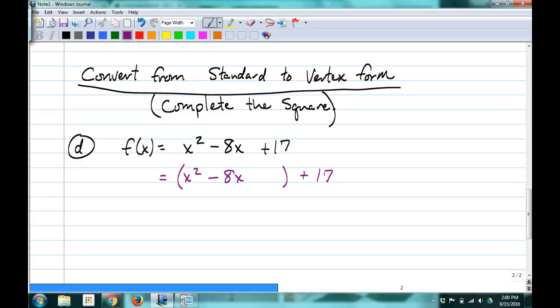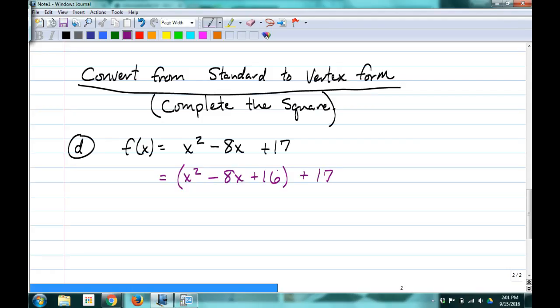It's already starting to look like vertex form because I put parentheses in it. I didn't do anything magical there. I just put some parentheses there. Now, if we remember from solving by completing the square, we need to take half of what? The 8, the b, and square it. Half of 8 is -4 in this case, and then square that, it's 16. So I'm adding 16 here.